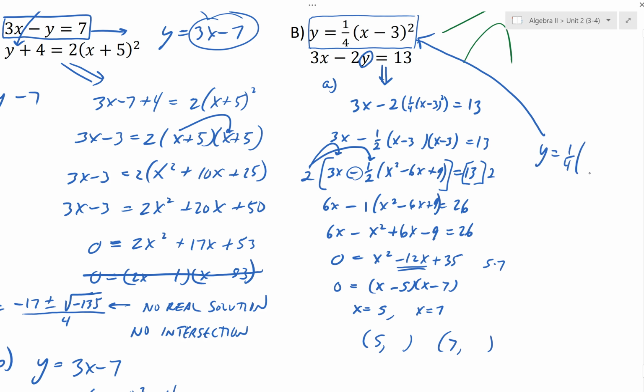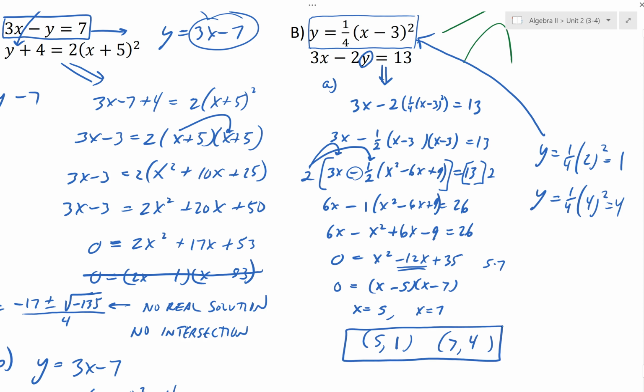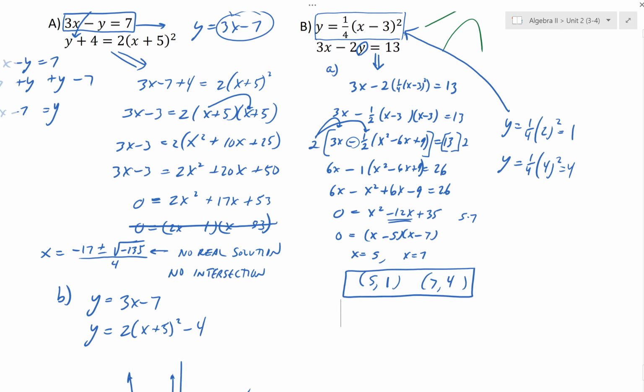Y equals 1/4 of 2 squared, which is 1. 1/4 of 4 is 1. And then the other one, if I plug in 7, that's 1/4 of 7 minus 3, which is 4 squared, so I get 4. So our 2 intersection points that we get algebraically are (5, 1) and (7, 4). Okay? Any questions? So both of these I solved by substitution.